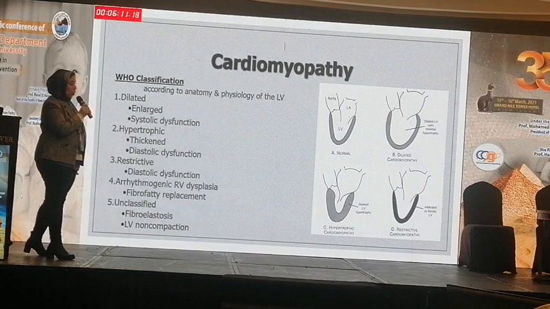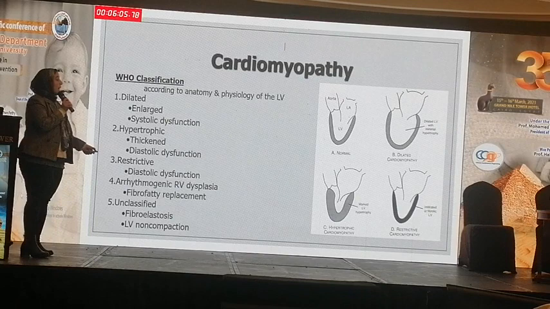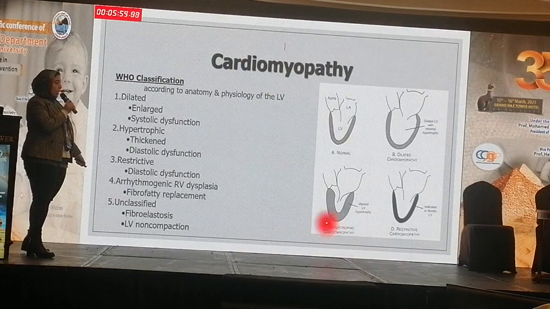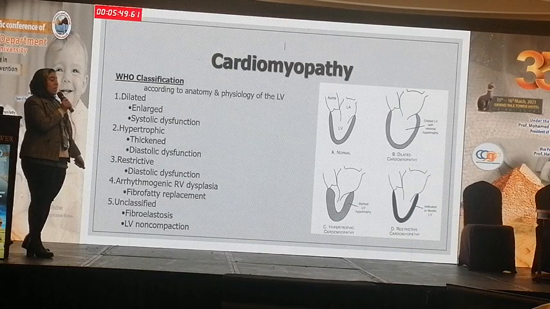The second type is hypertrophic cardiomyopathy, in which the left ventricle is thickened and there is diastolic dysfunction, represented by figure C. The third type is restrictive cardiomyopathy, in which the left ventricle is infiltrated by fibrotic tissue, represented by figure D, and there is also diastolic dysfunction.